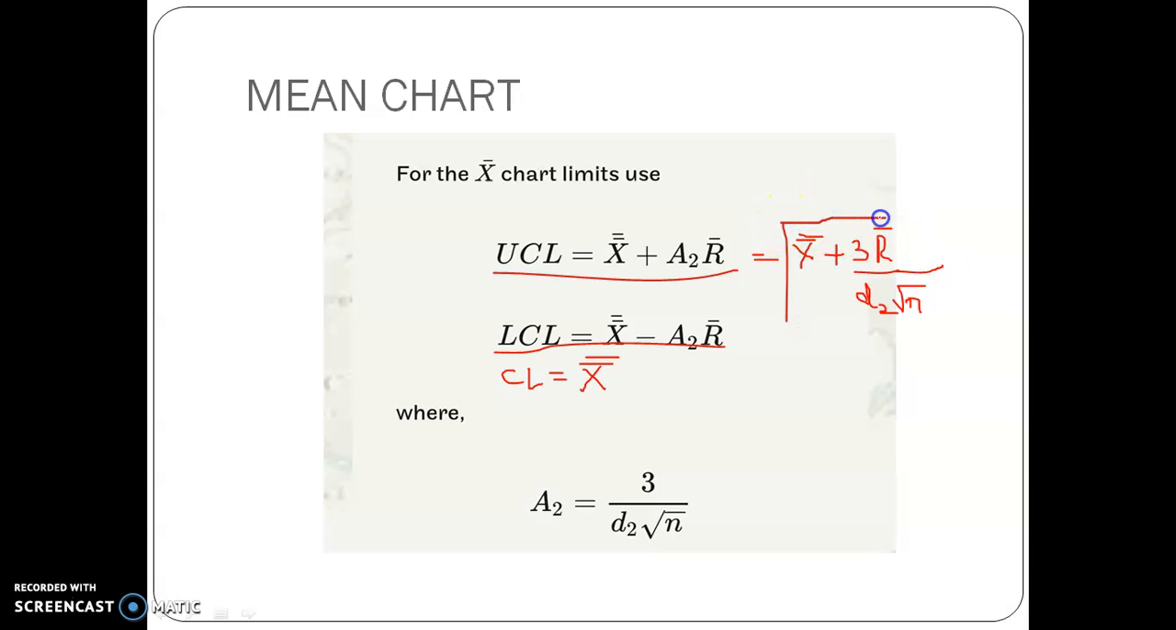Now where does this alternative formula come from? It comes from the same formula: if we replace A2 by 3 divided by d2 under root n, and R bar is simply placed as R bar, we get this alternative formula which we can use for the upper control limit.